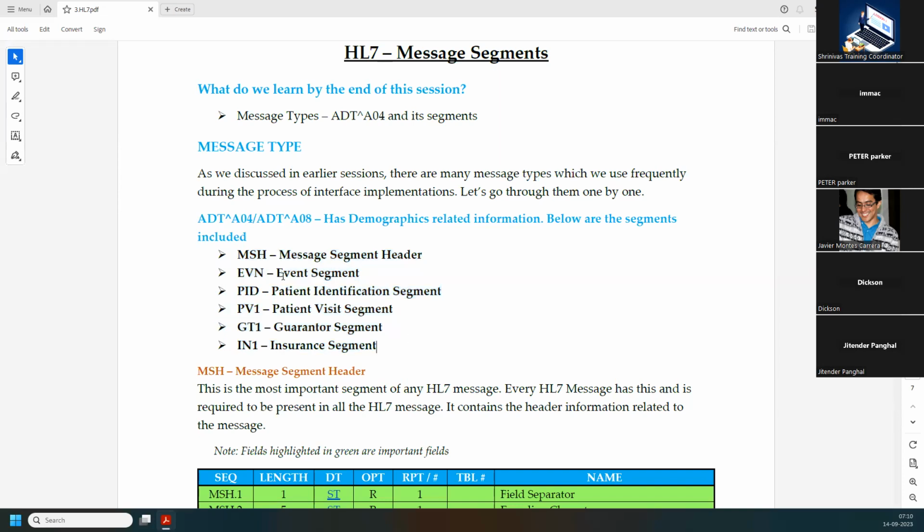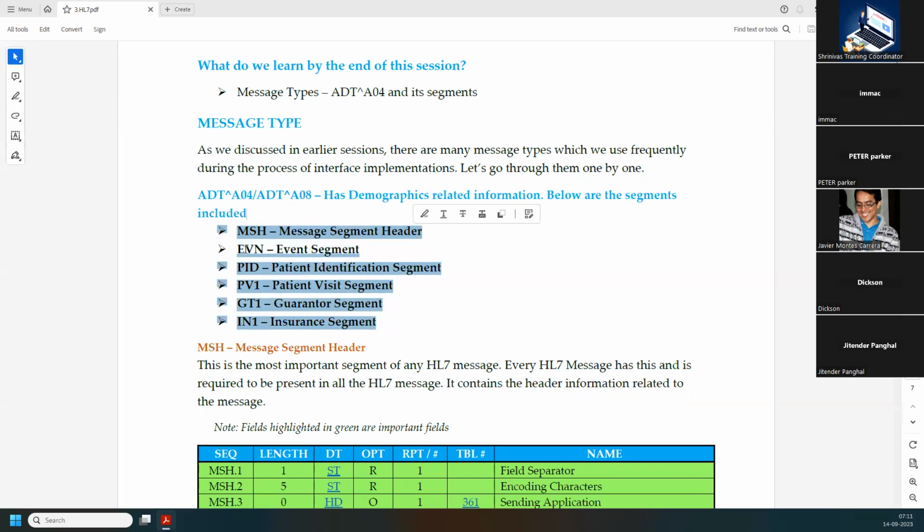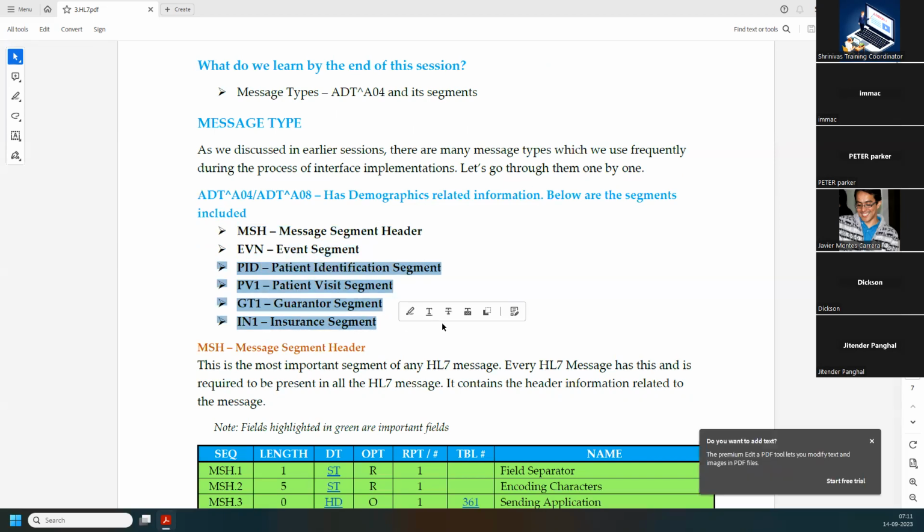From my experience, I have gathered this information and laid down these segments, which are commonly seen in ADT messages. Every HL7 message will have segments, right? An ADTA04 message will have these segments. MSH stands for message segment header. We will have an EVN segment, which is an event segment. Then we will have the patient identification segment. And then we have the patient visit PV1 segment, GT1 segment, and IN1 segment.